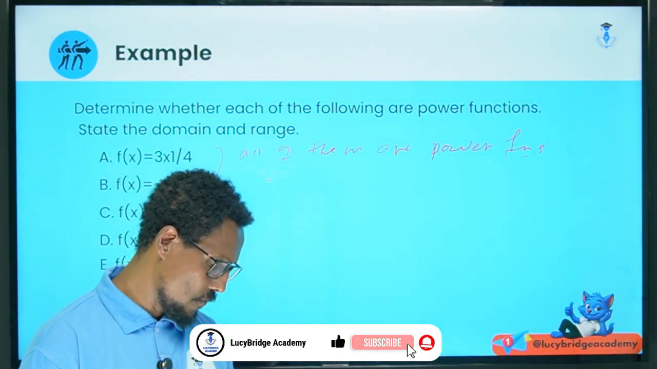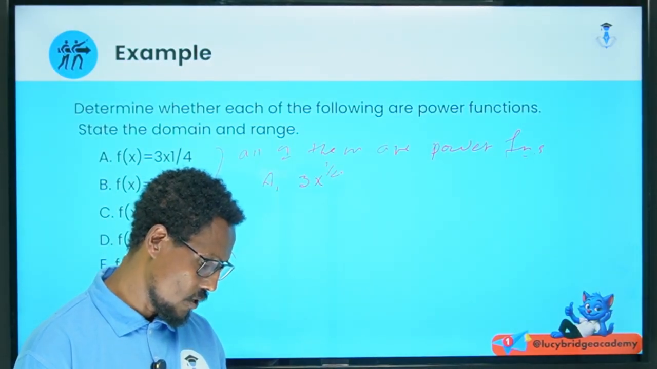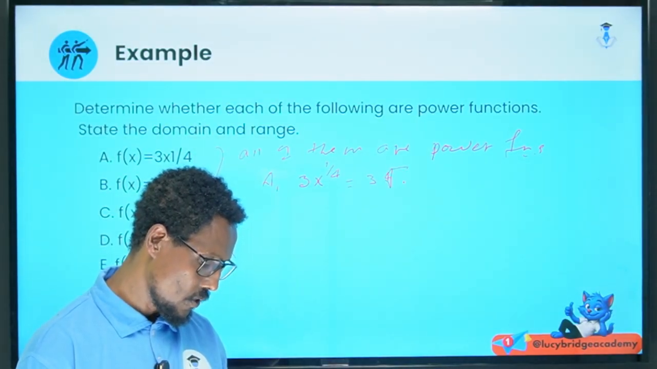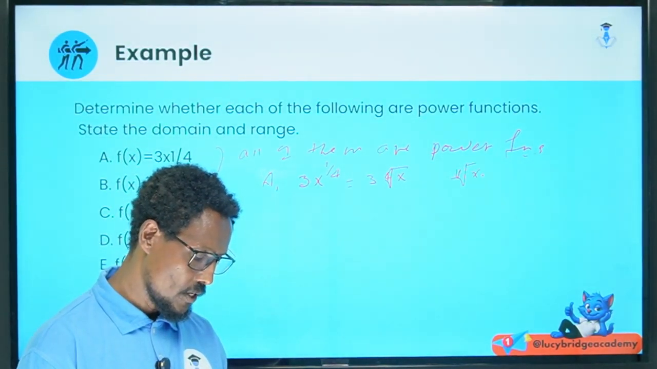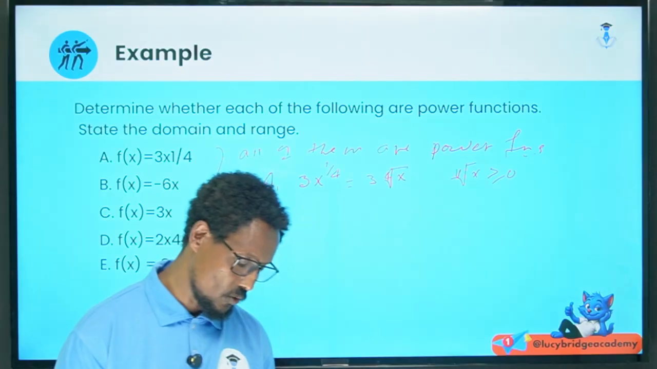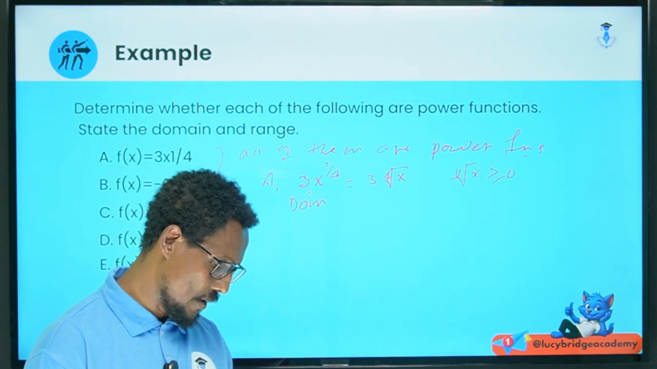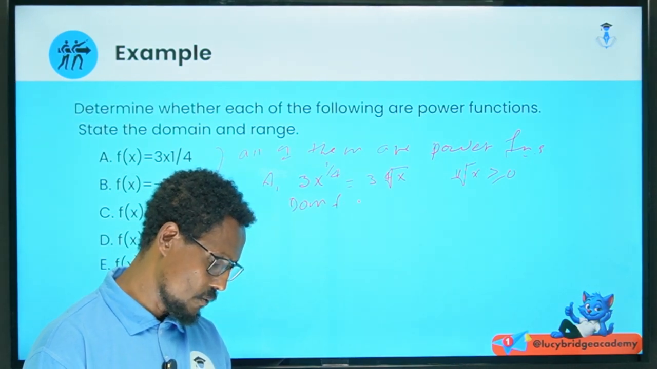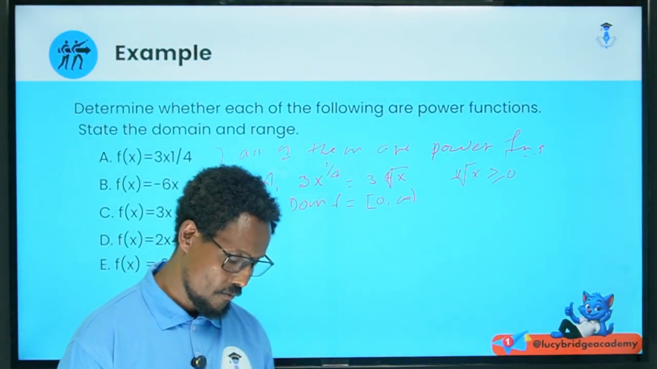Now what is the domain of the first function? 3x to the power of 1/4 means 3 times the fourth root of x. The fourth root of x is always greater than or equal to 0. 3 times 0 is 0. Therefore, the domain of f is from 0 to positive infinity.